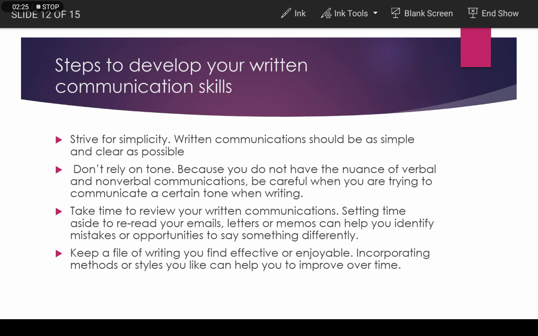Keep a file of writing you find effective or enjoyable. Incorporating methods or styles you like can help you to improve over time.